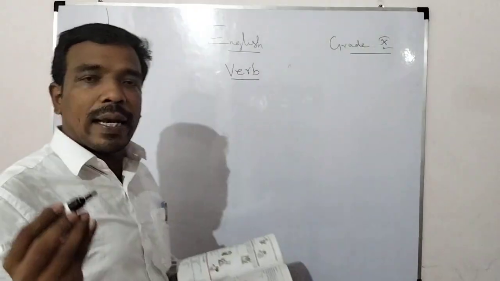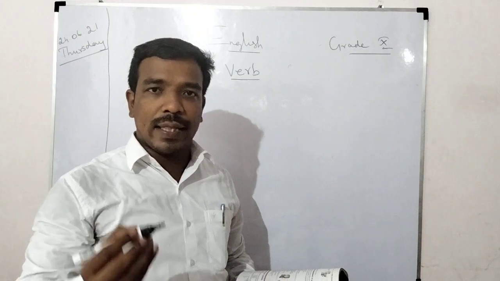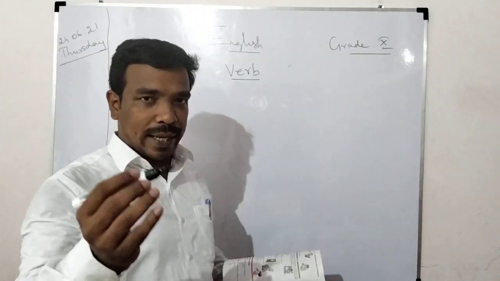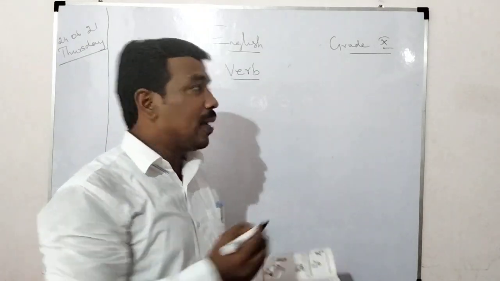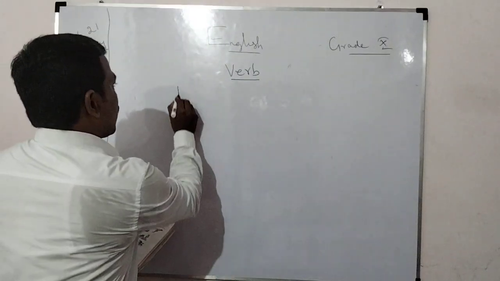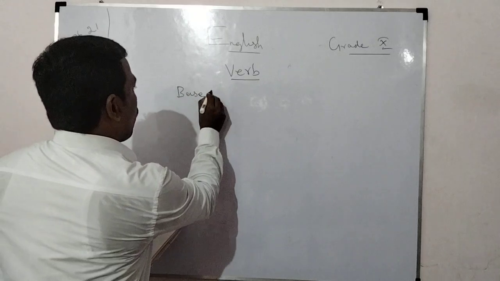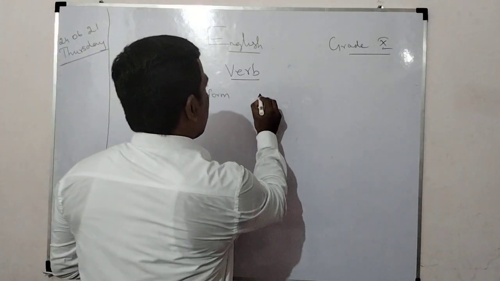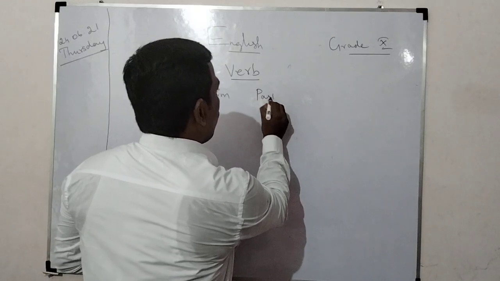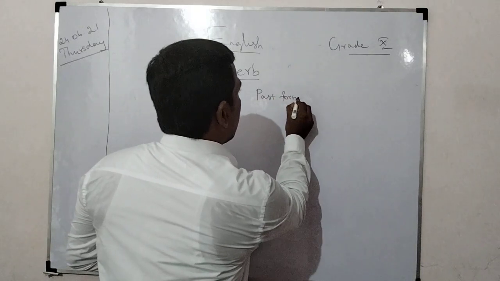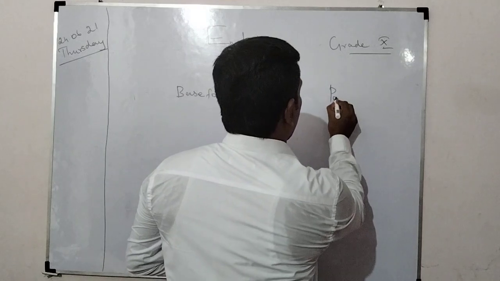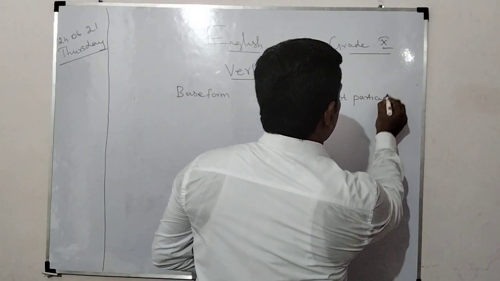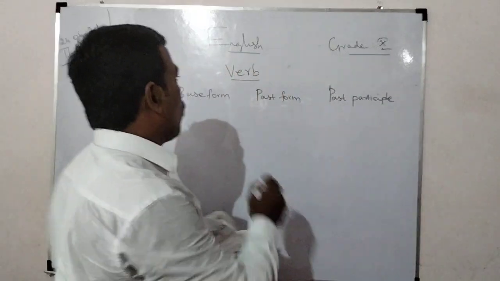All of you take your grammar note and take down the notes. That's very important. Without notes, don't listen to the class. Take the note as well as your pen and take the notes. This is the base form. I already said in my first class, base form. The second one is past form. The third one is past participle.